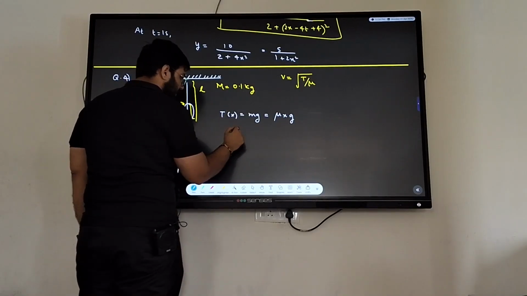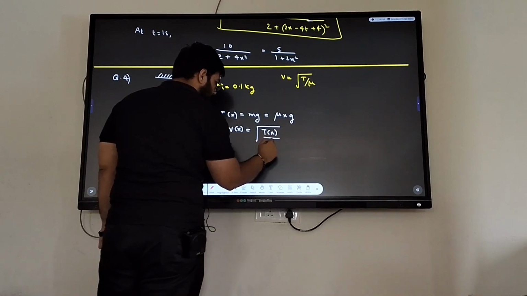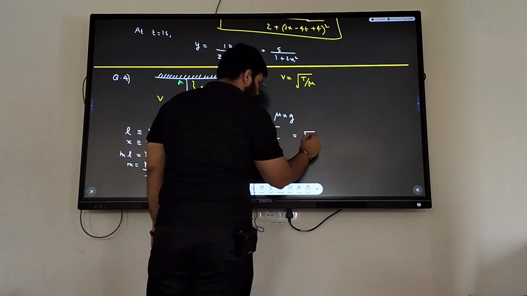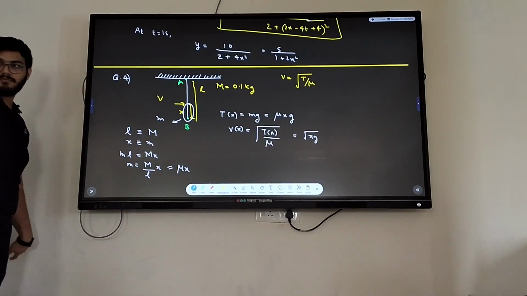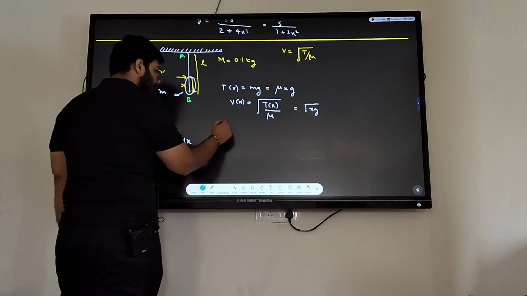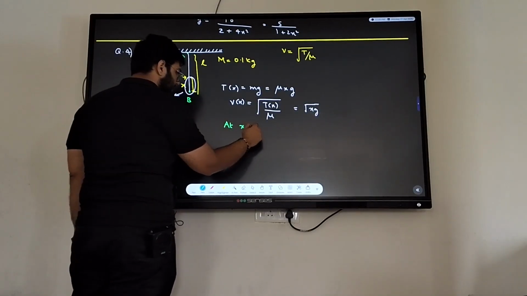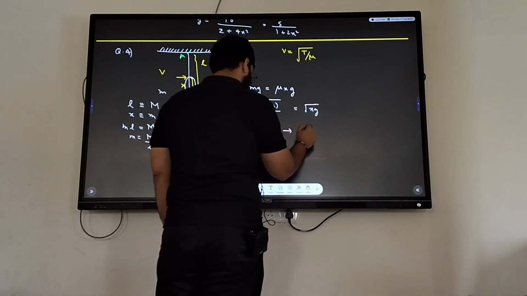Then what is my velocity as a function of x? Under root T of x divided by μ. But then this will be under root gx. Now they have given some point. Okay, what is that point? At 0.5 meters. Yes. Then what will be v?